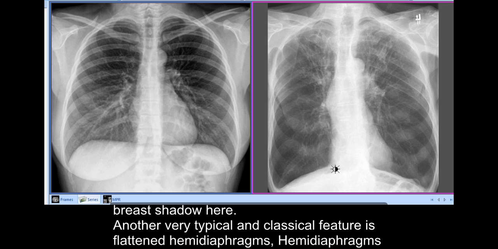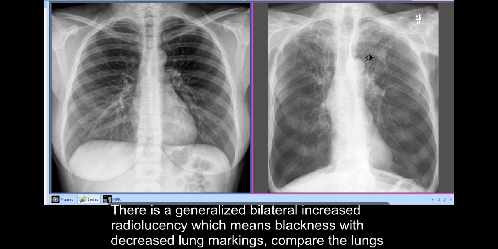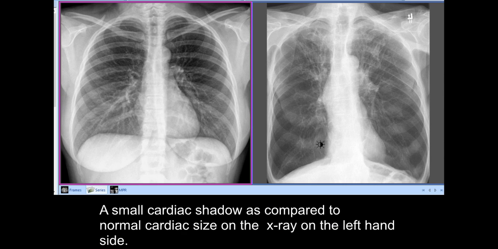Another typical and classical feature is flattened hemidiaphragms. Hemidiaphragms have lost their usual dome-like shape, and this is the classical feature of COPD. There is a generalized bilateral increased radiolucency, which means blackness with decreased lung marking. If you compare the lung marking here and here, these lungs have decreased lung marking as compared to the normal X-ray on the left hand side. A small cardiac shadow as compared to normal cardiac size on the X-ray on the left hand side.